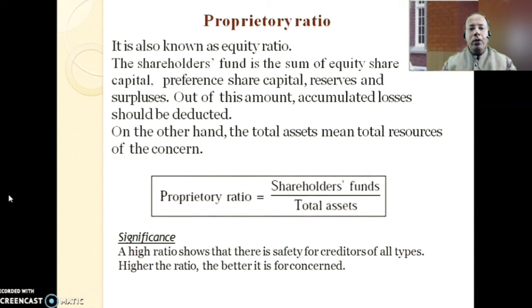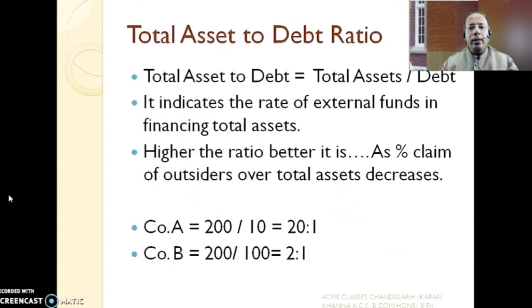Let's now proceed over to the next ratio, which is total asset to debt ratio. Now, what does total asset to debt ratio imply? Let's take an example to explain this. Company A has total assets of 200 rupees and the same goes for company B. Debt in case of company A is 10 rupees and debt in case of company B is 100 rupees. The ratio of company A is higher than that of company B. So, which ratio is better?